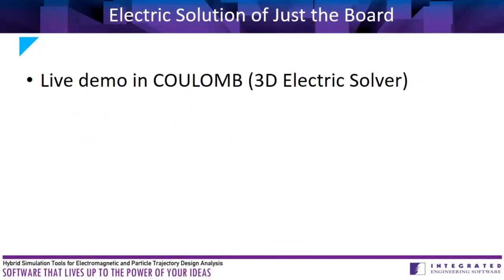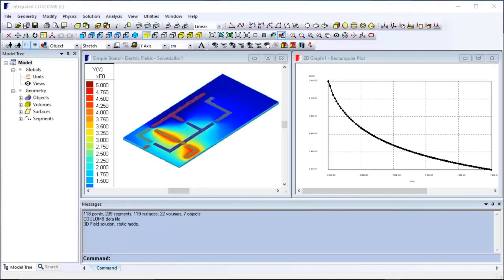So the first thing that we're going to do is to give you a little bit of a sense of the software itself. This is our 3D electric field modeling software known as Coulomb, one of the first programs that we had released back around 1986. Of course, it's developed a lot in that time.